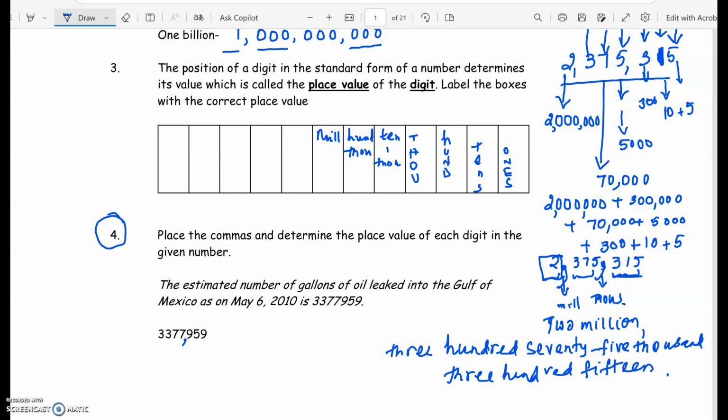Now let's see problem 4. Put the commas first so it's easy for us to read. This is the ones period. This comma really is where it ends the thousands period, these 3 digits, and this is the millions period. So this would be 3 million. So the comma says million. Read the next 3 digits as 377. This comma says 1,000. Read the next 3 digits as 959. So it is 3,377,959.